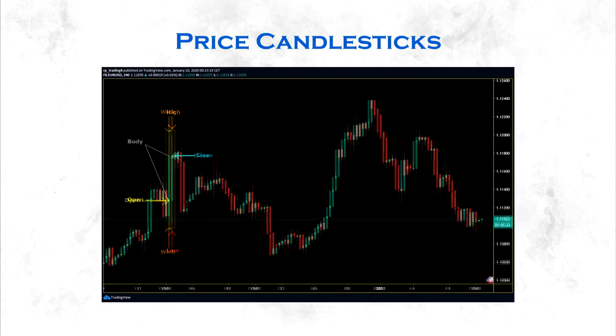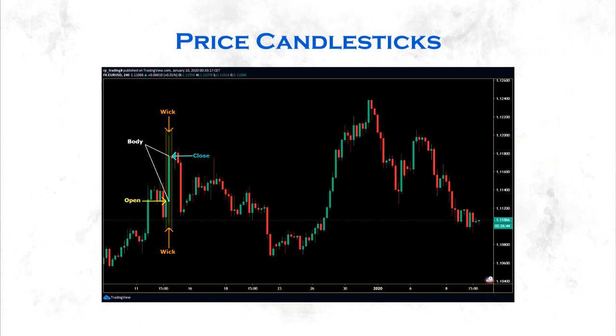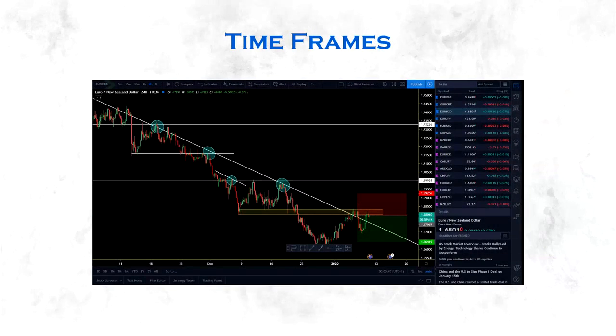Or you can call it the open, the close, the body, and the wicks. The candlesticks on the chart represent price. You are going to learn how to read them in another lesson. Next thing I want to talk about is time frames. The time frames are on the top left corner in TradingView. TradingView is what I use for my analysis.